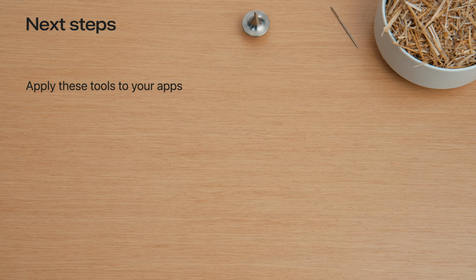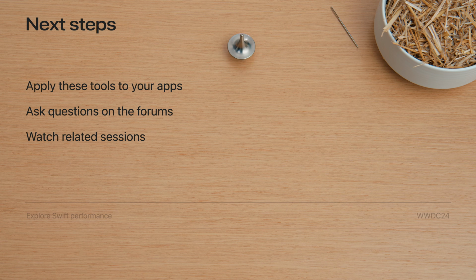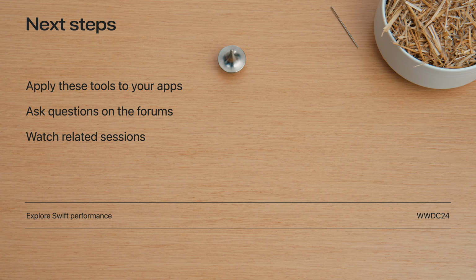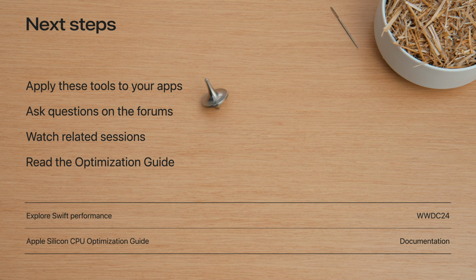To apply this to your own apps, collect data and follow leads with the performance mindset. Write performance tests so you can repeatedly measure with these instruments. Provide feedback or ask questions about using the tools on the forums. Watch the sessions I mentioned earlier and the WWDC25 session on Swift performance, which will help you build a more accurate mental model of the costs of Swift's powerful abstractions. And to better understand how CPUs execute your code, read the Apple Silicon CPU Optimization Guide.